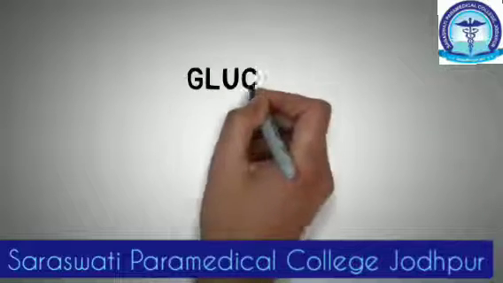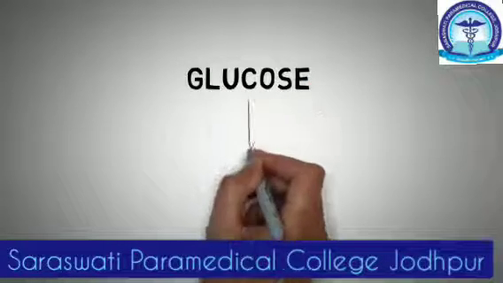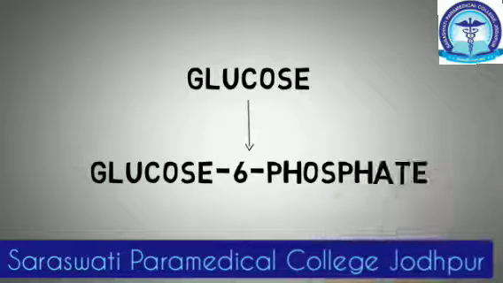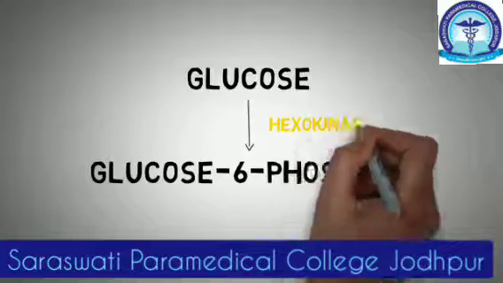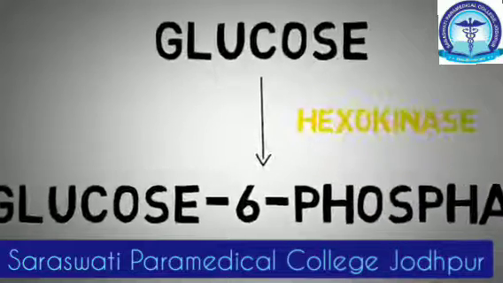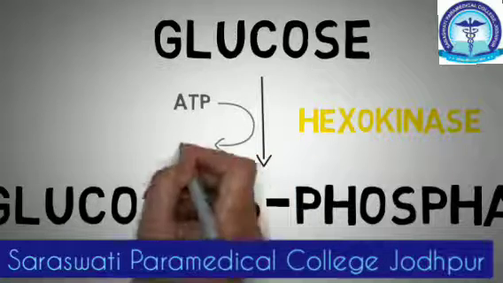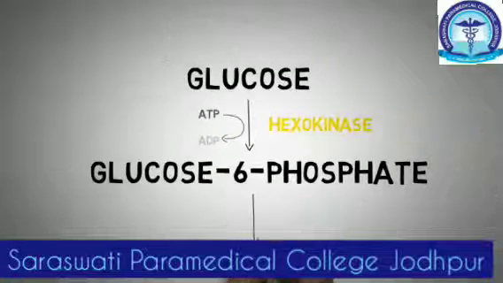Okay, so this was the first step in glycolysis, attaching a phosphate group to the glucose molecule and preventing its escape from the cells. This reaction was catalyzed by the enzyme hexokinase, and this reaction also uses one molecule of ATP that donates its phosphate group to the glucose.